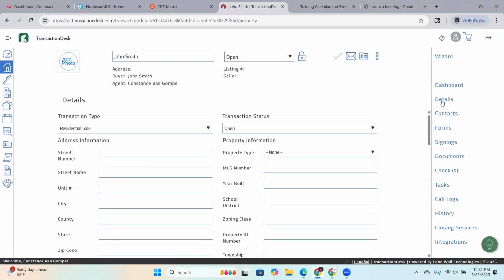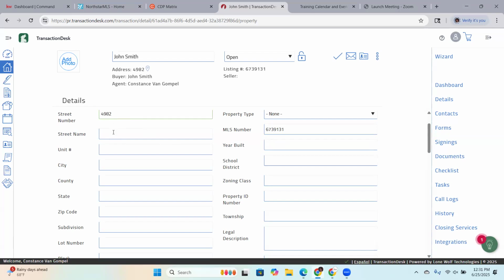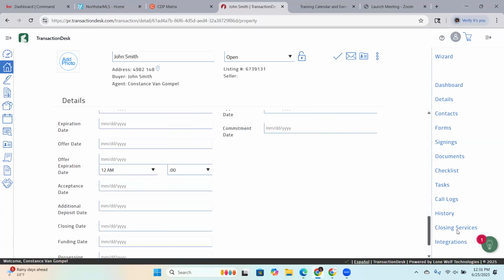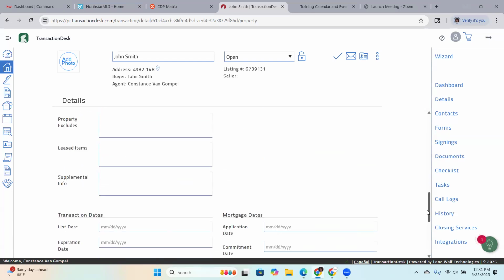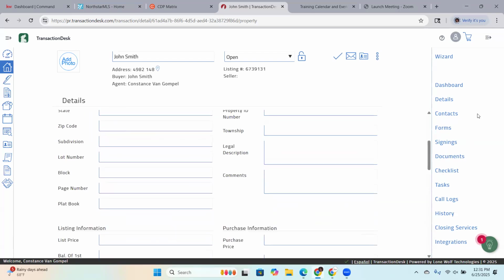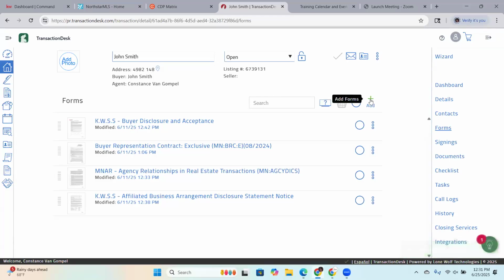One of the things I can quickly do is pop over to details in here. And I can enter in my MLS number. I can also put over here the street address if I want. And hit save so that it auto-populates the listing. All right, now I'm gonna go back to my forms. And save the page. Now I need to have my purchase agreement.